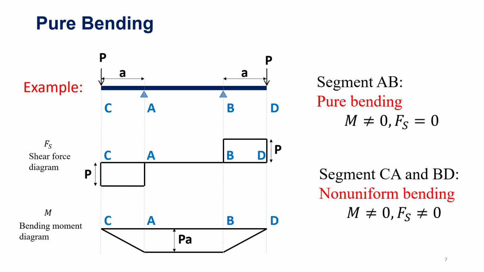However, if we consider the segments CA and BD, it is called non-uniform bending because even though it has a non-zero bending moment, its shear force is not zero. That is called non-uniform bending.